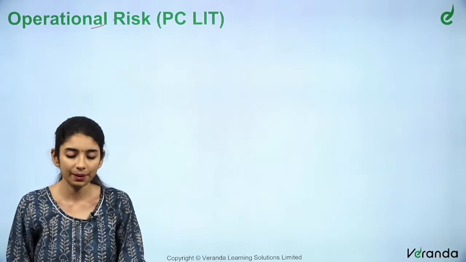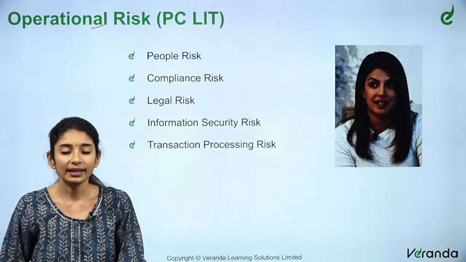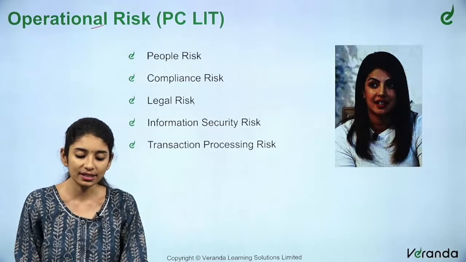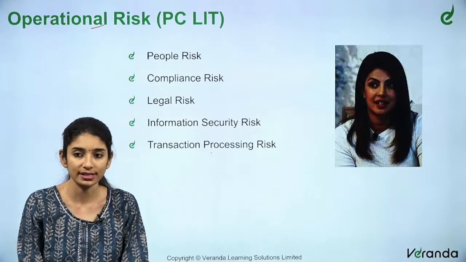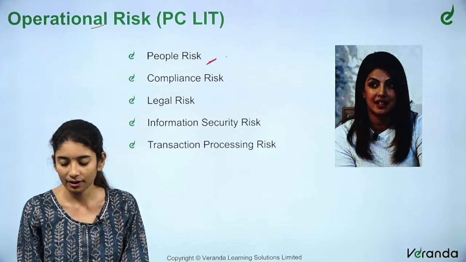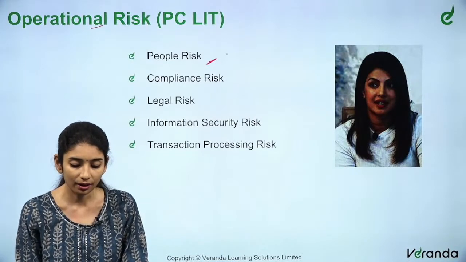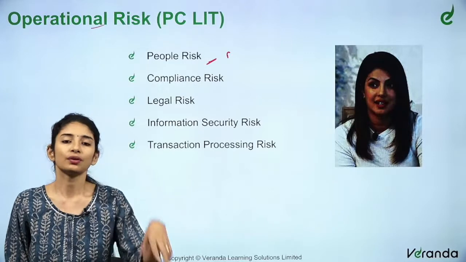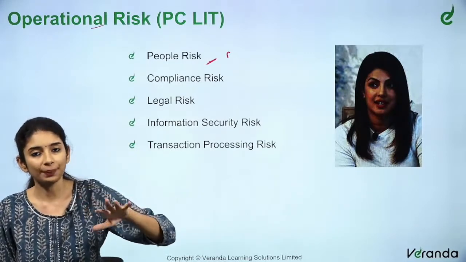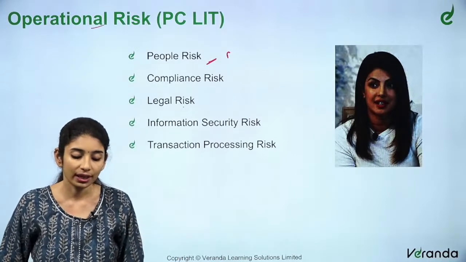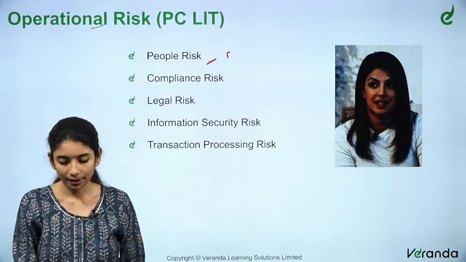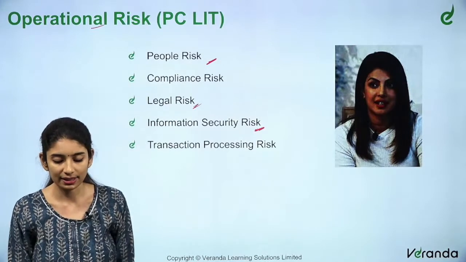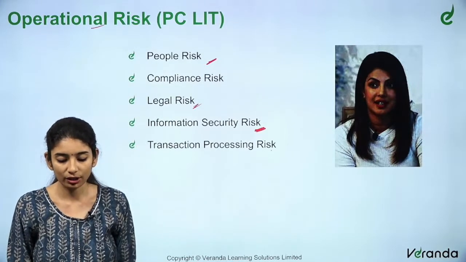Let us look at operational risk, PC Lit: people risk, compliance risk, legal risk, information security risk and transaction processing risk. Under people risk, there could be people who are unhappy with the bank, or people leaving the company, on both the client side and the employee side. Compliance risk: if banks do not comply with mandatory compliances, they face fines and penalties. Legal risk: taking the bank to court for selling some schemes that customers thought were fraudulent. Information security risk: security of the information systems.